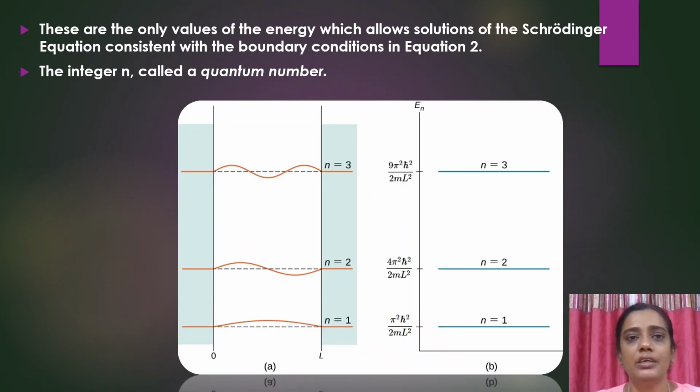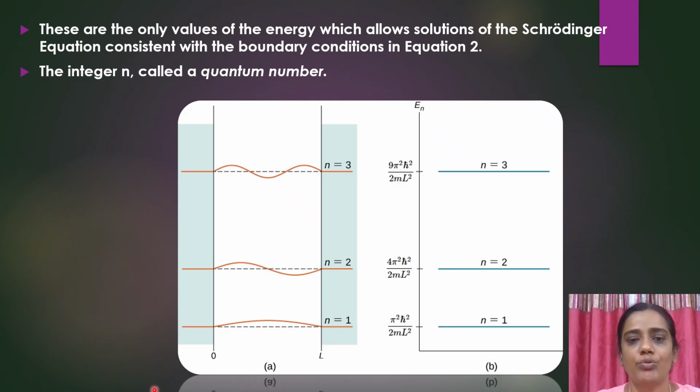So these are the only energy values which allow the solution to the Schrodinger equation, which is in consistency with equation 2, boundary condition 2, where n is the quantum number. Here we have drawn the energy level diagram corresponding to n values, n equal to 1, n equal to 2, n equal to 3, etc.